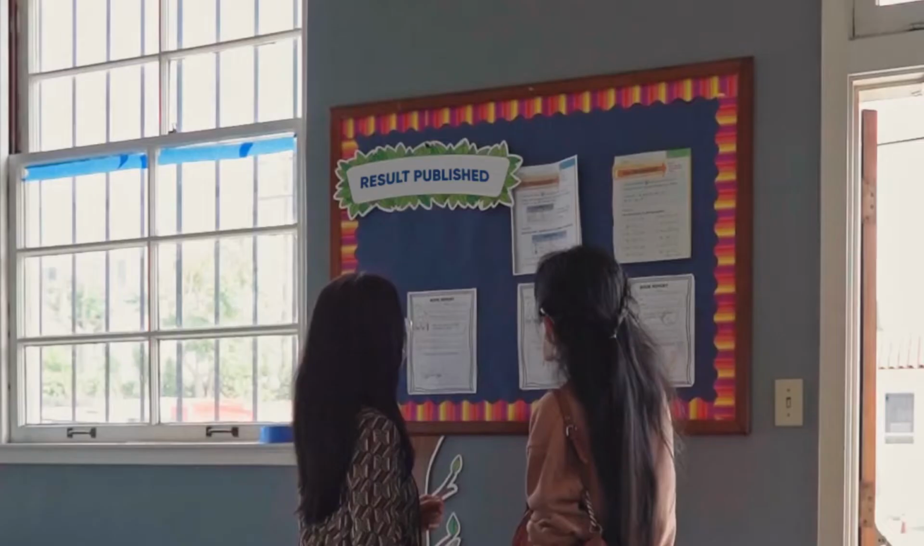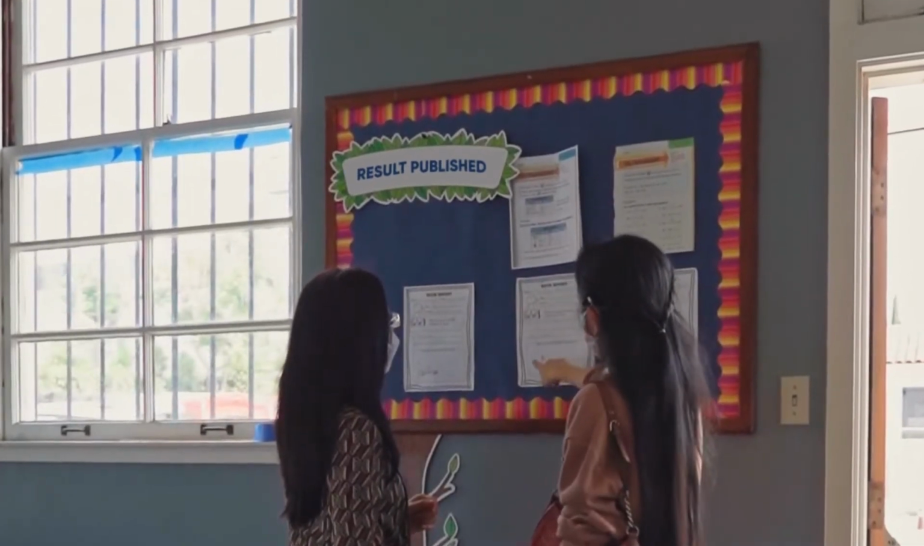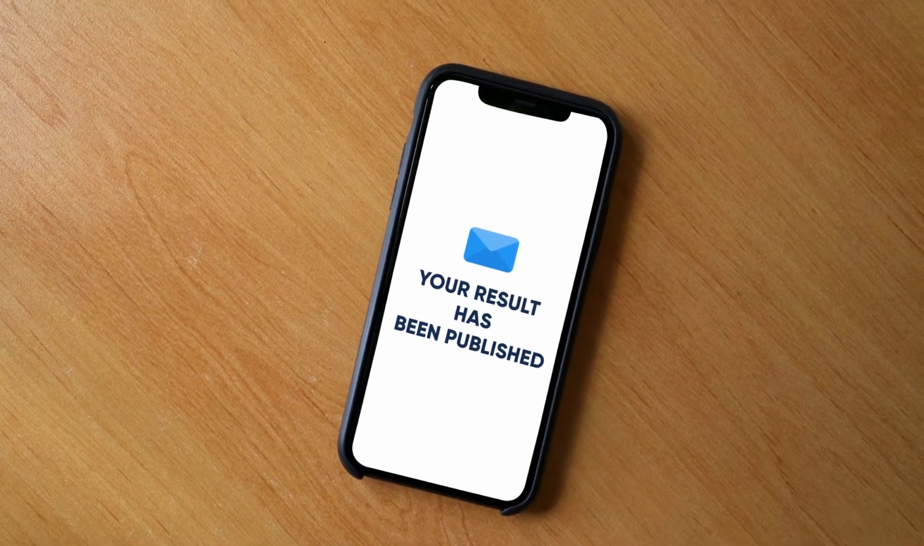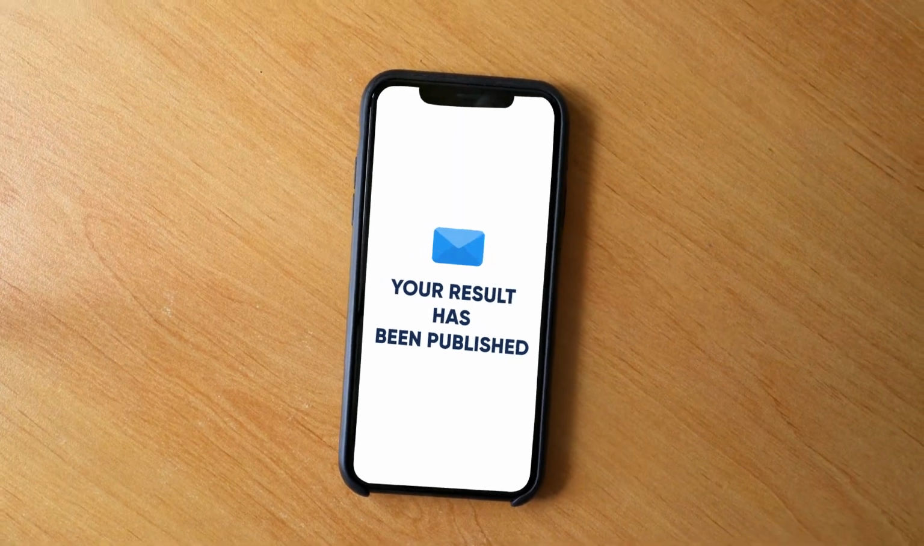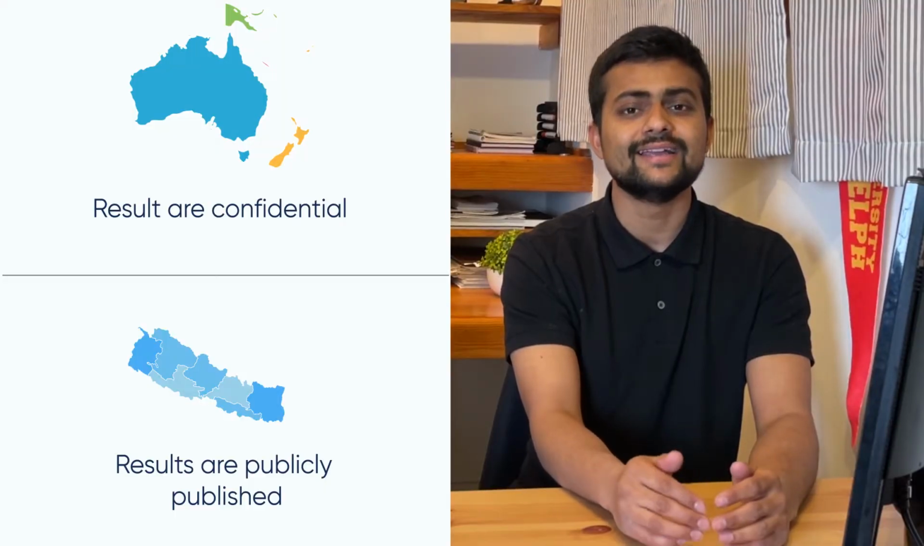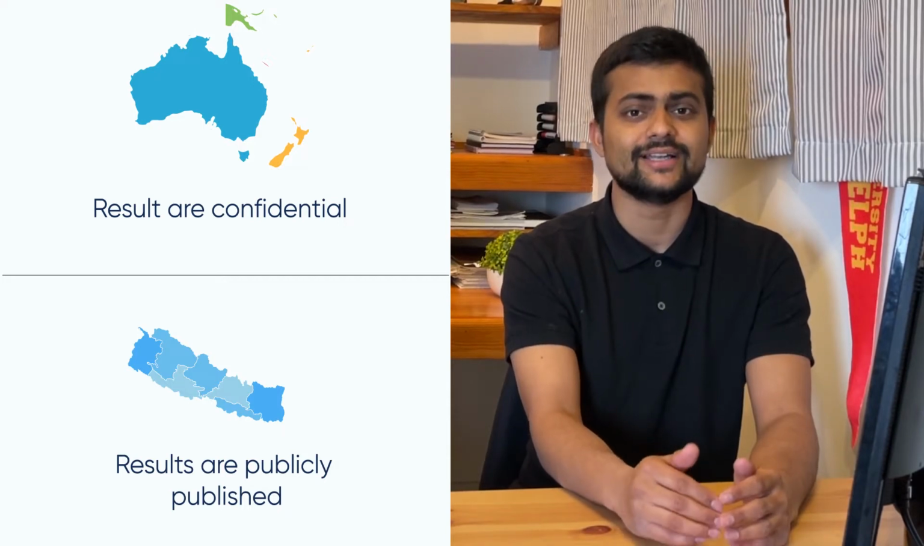So after exams come the results. Well, there are some differences in the publication of results between Nepal and Australia. In Nepal, the results are publicly published, while in Australia it's more confidential. So no one else knows your results, and it can be very helpful in protecting the mental state of the student as well.